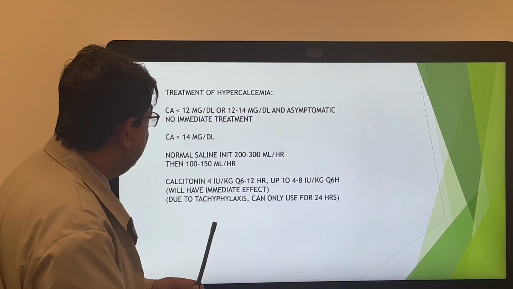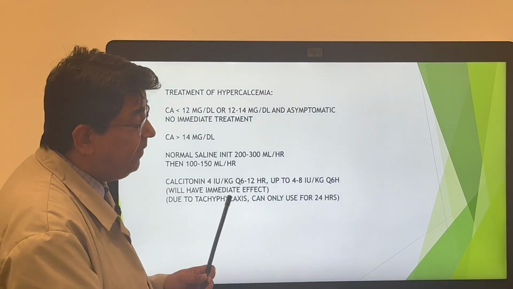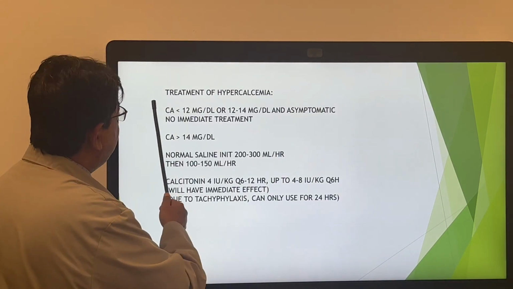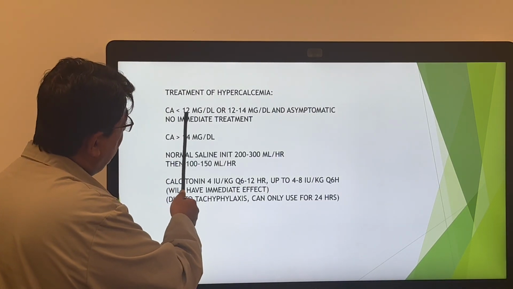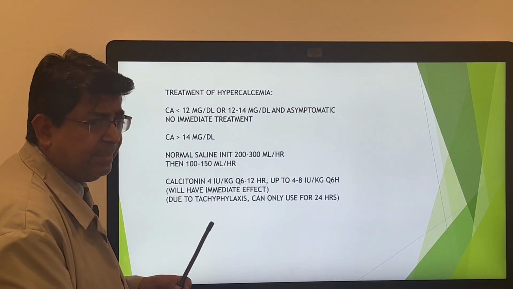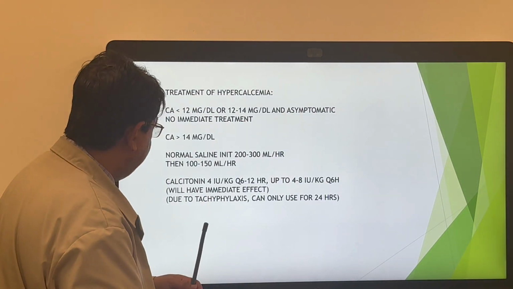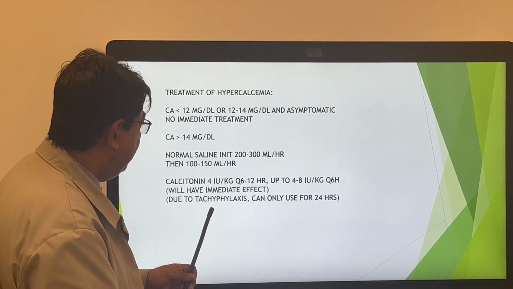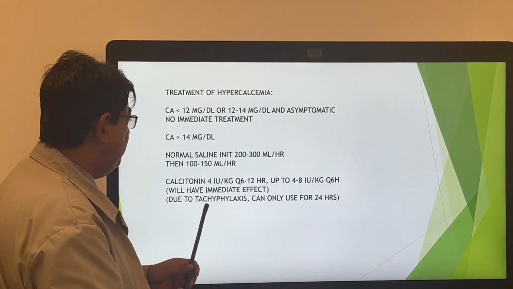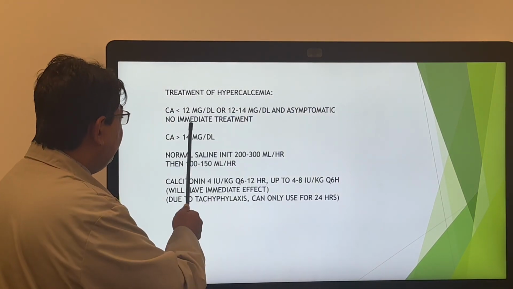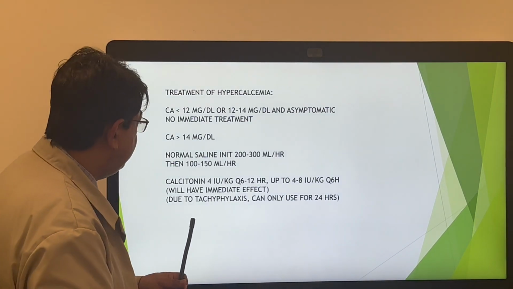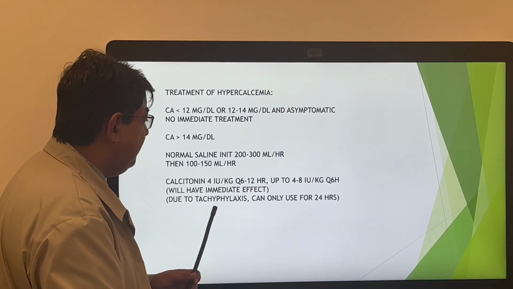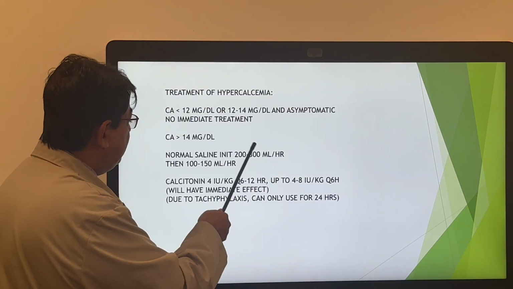Treatment of hypercalcemia: you should not be reflexive in your treatment of hypercalcemia. If the calcium is less than 12 or even 12 to 14 and the patient is asymptomatic, you don't have to jump to treatment. You can think about it, figure out the cause, and then treat the hypercalcemia non-urgently. If the calcium is greater than 14 milligrams per deciliter, then you should start normal saline at a high dose, initially 200 to 300 milliliters per hour, then a maintenance dose.